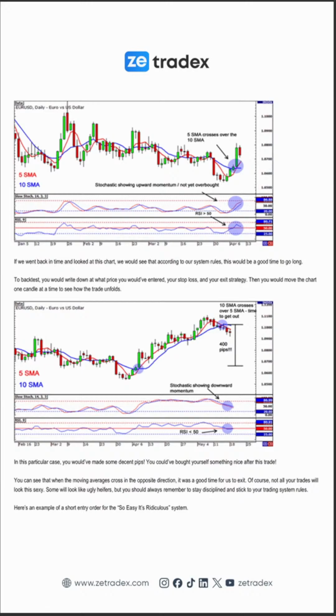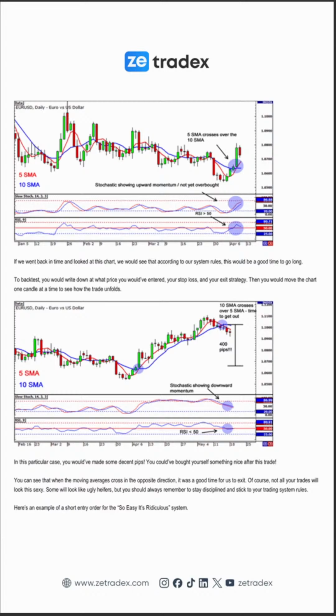But then in this particular case, you should have made some decent pips. You could have bought yourself something nicer after this trade. But then look what happened. You can see that when the moving averages cross in the opposite direction, it was a good time for us to exit. Of course, not all your trades will look this good.